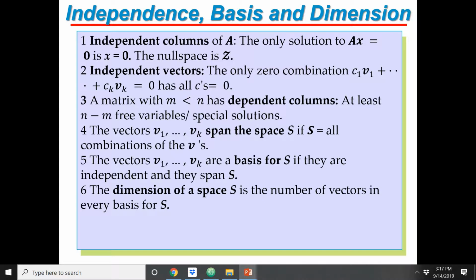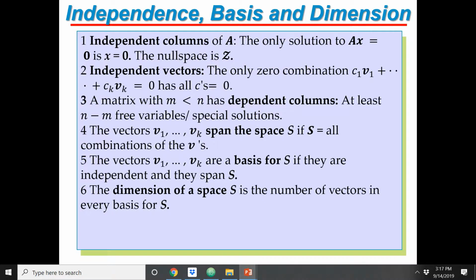So the definition of a basis leads to a dimensionality that is always the same, but the actual members of the basis don't have to be the same vectors. Okay, so we will see many examples of that.